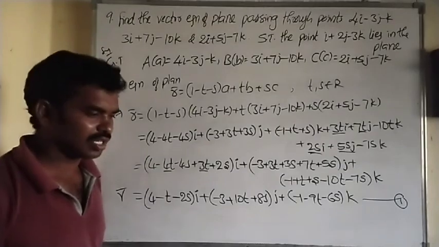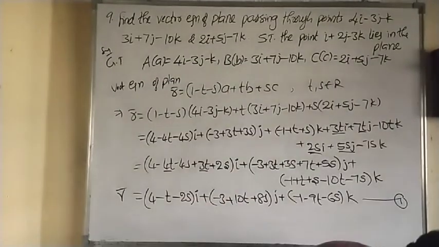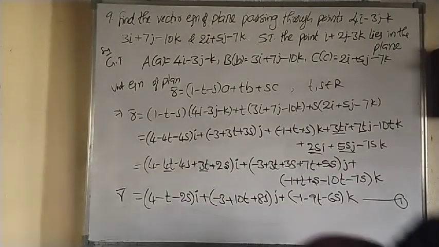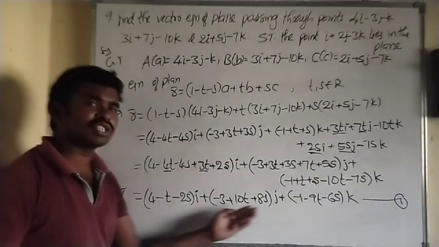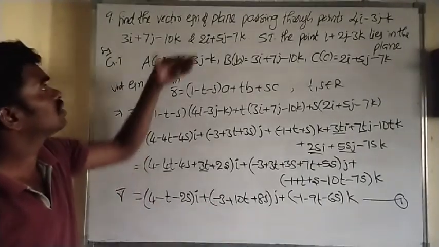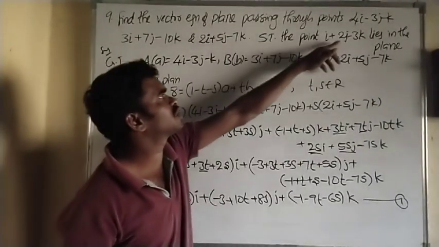This we got. So what do we have to prove? This is the plane equation passing through the 3 points. Now we have to prove that the other point, i plus 2j minus 3k, lies in the plane.